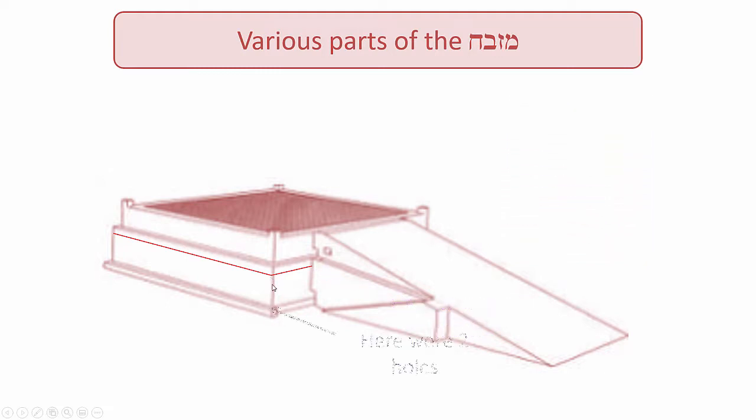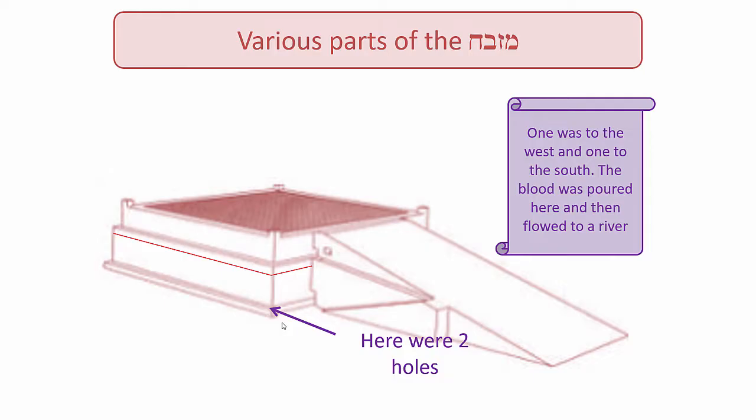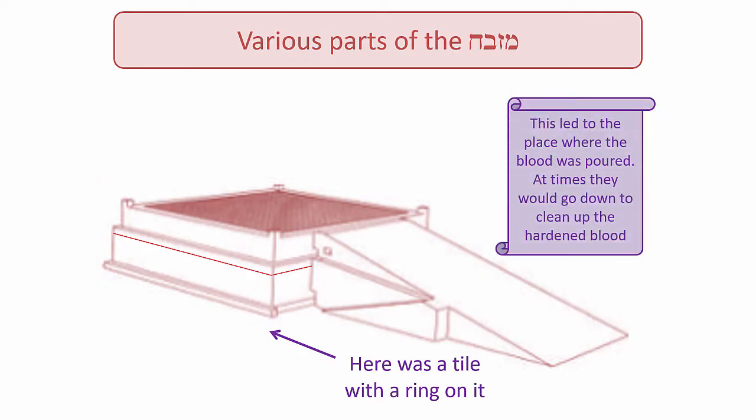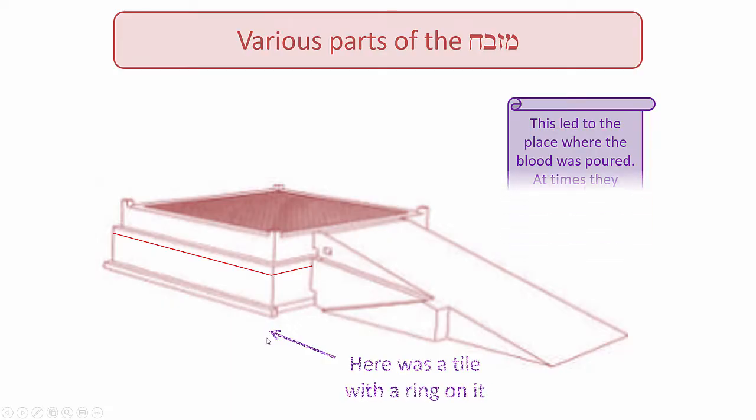There were also over here 2 holes on this corner, the corner that extended outside of the west of the Mizbeach and went 1 amma out, like we said. There were 2 holes. One was to the west and one to the south. And the blood was poured here, and then it flowed into a river that was underneath the Azara. Moving along, here was a tile with a ring on the tile. And this led to the place where the blood was poured in these 2 holes. And at times, they would go down to clean up the hardened blood where it would congeal. So they would pick up the tile and go down there to clean it up.